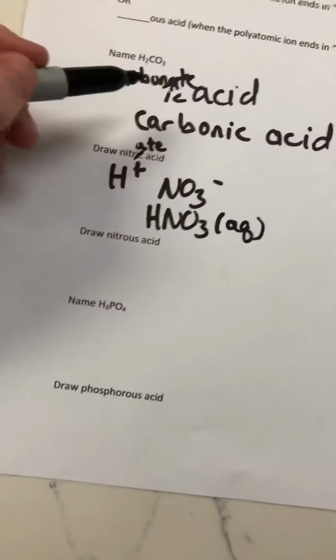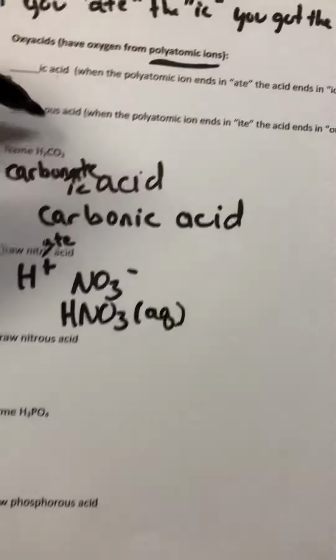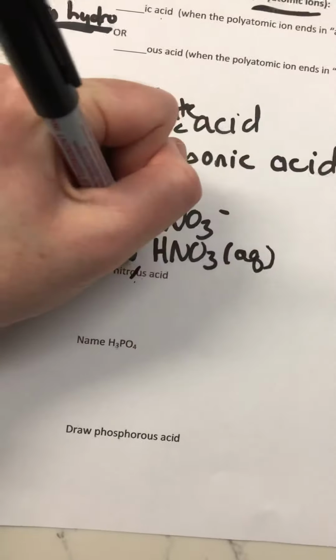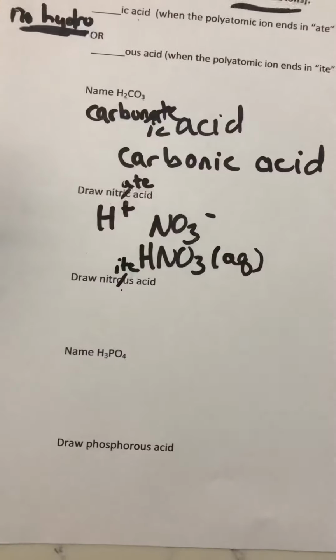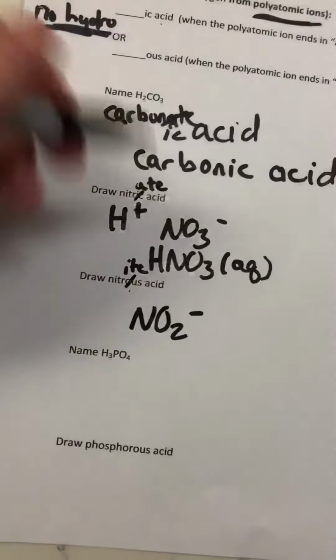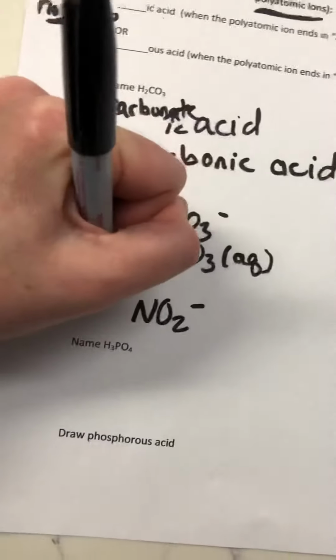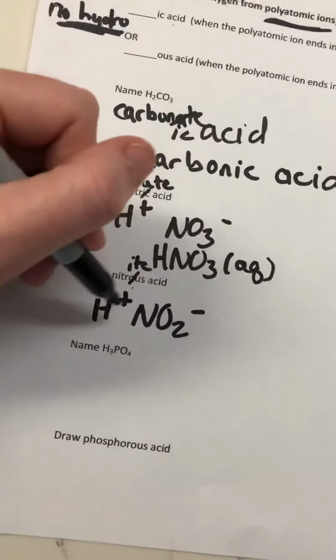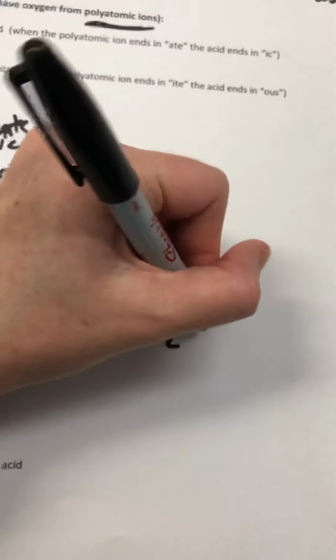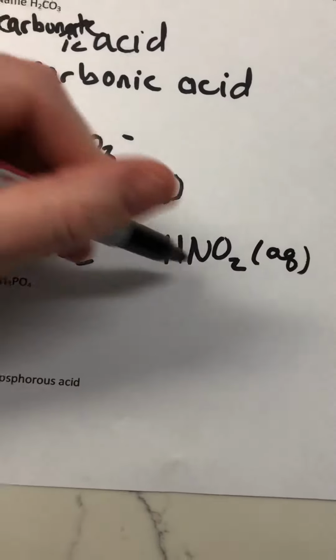Nitrous acid, ooh. If it's an -ous acid, that means it originally came from an -ite. So nitrous acid originally came from nitrite. Nitrite is NO2-, one less oxygen than nitrate. We have to add an H+. You just need one of each. HNO2 aqueous is nitrous acid.